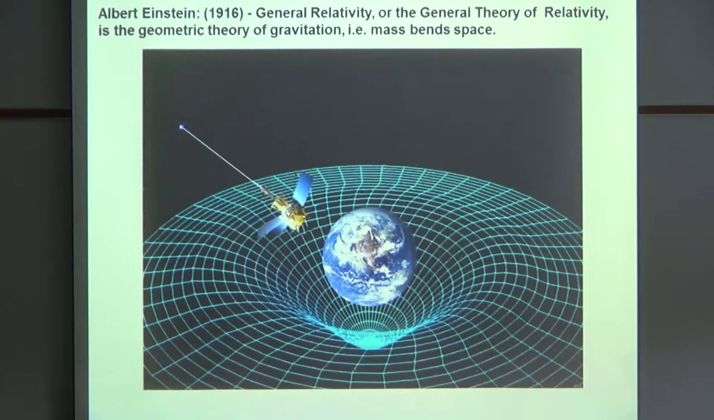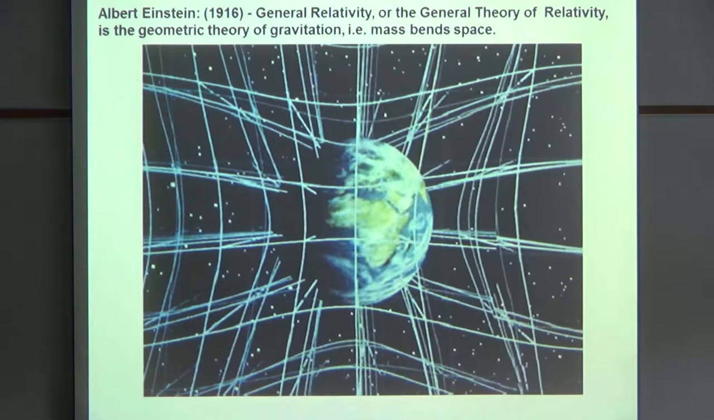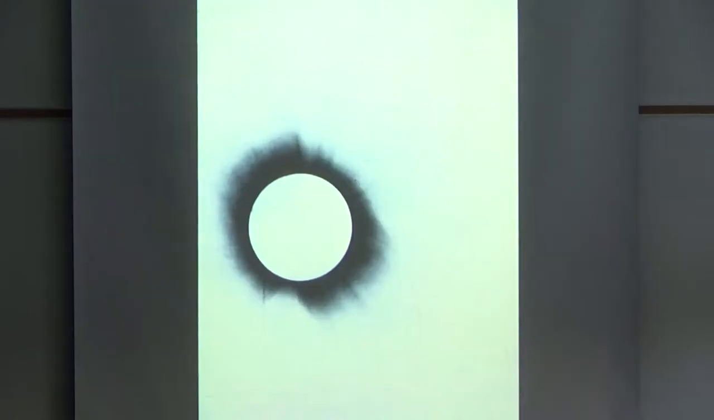This is a poor two-dimensional analogy. This is what it really looks like. This is the gravitational field around the Earth. It's bent space. And this has been verified through many observations on much larger scales than the Earth. In fact, it's hard to verify on the scale of the Earth. It's easier to do with clusters of galaxies. But Einstein's theory was proven through the observation of a solar eclipse that happened in 1919, I believe.